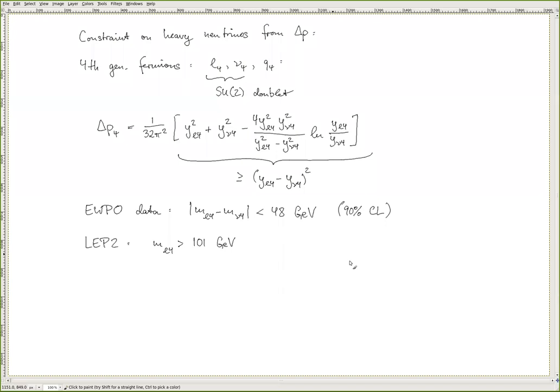And so if I combine these two constraints, I get a constraint that any fourth generation neutrino would have to be larger than about 50 GeV. Okay, that might not look so impressive, right? 50 GeV is not a particularly high mass scale, but you know, it's a constraint and we have to take whatever we get. In fact, one can improve this constraint by still taking in more data.